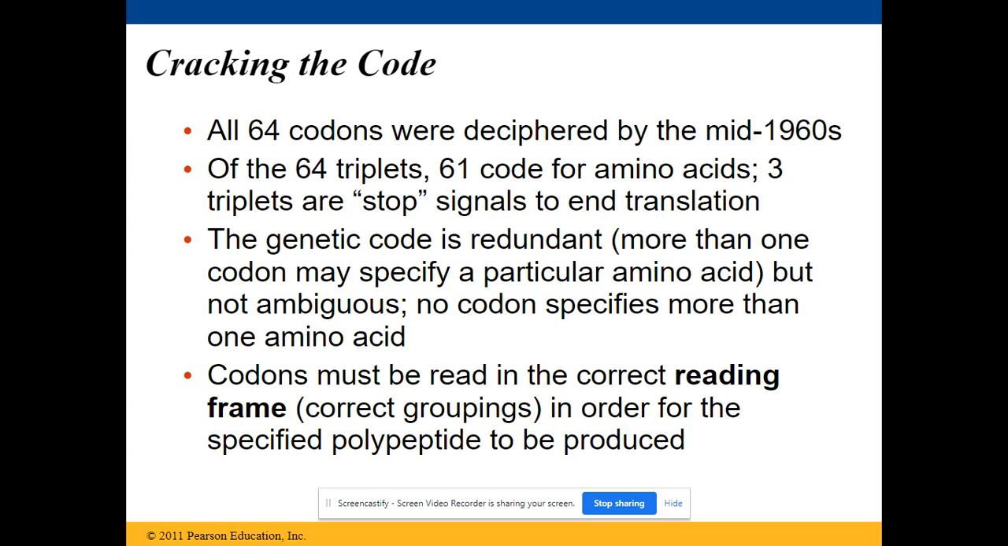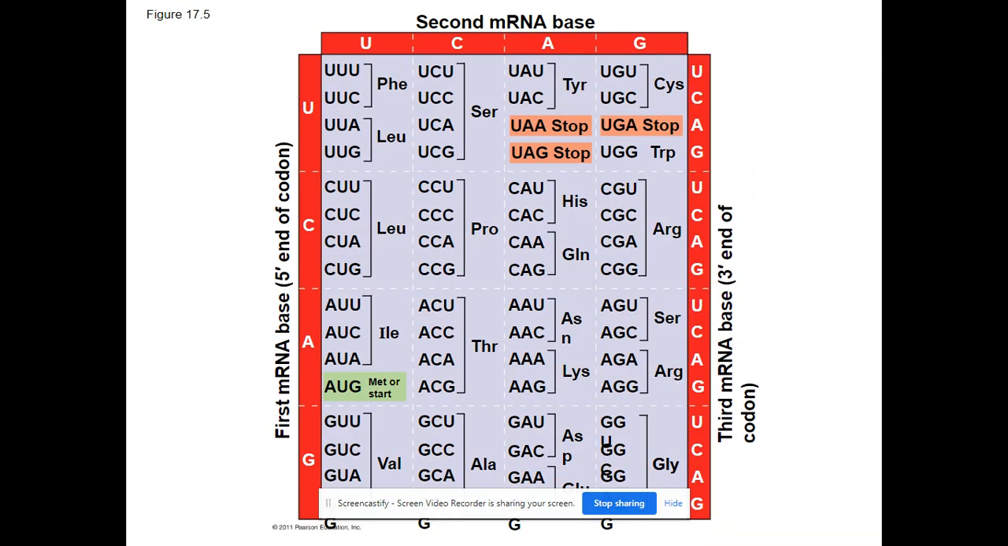The genetic code is redundant, so more than one codon may specify a particular amino acid, which basically is how we can go from 61 codons all the way to 20 amino acids. Codons do have to be read in the proper reading frame, so the correct reading groups, in order for the specific amino acid to be produced and the polypeptide produced at the very end.